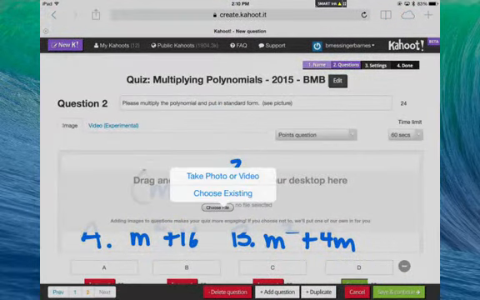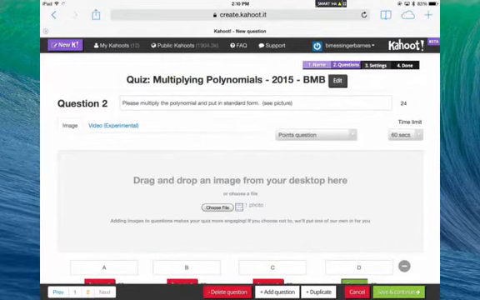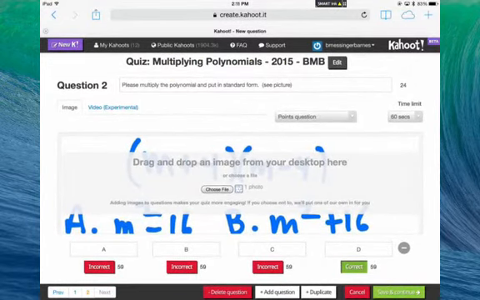I'm going to go back to Kahoot. I'm going to choose a new file for this question, choose existing, camera roll, boom, there was our new one. And in this case, the answer is A. So what we need to do is make sure that down below, we click on A to let it know that this is the right answer, but we also need to click on D again to let it know that's not the correct answer.